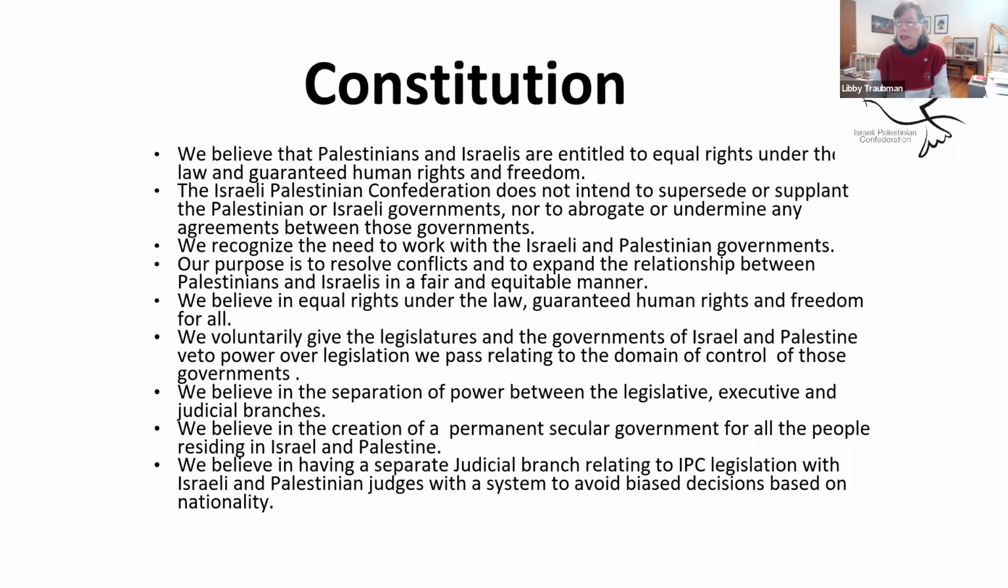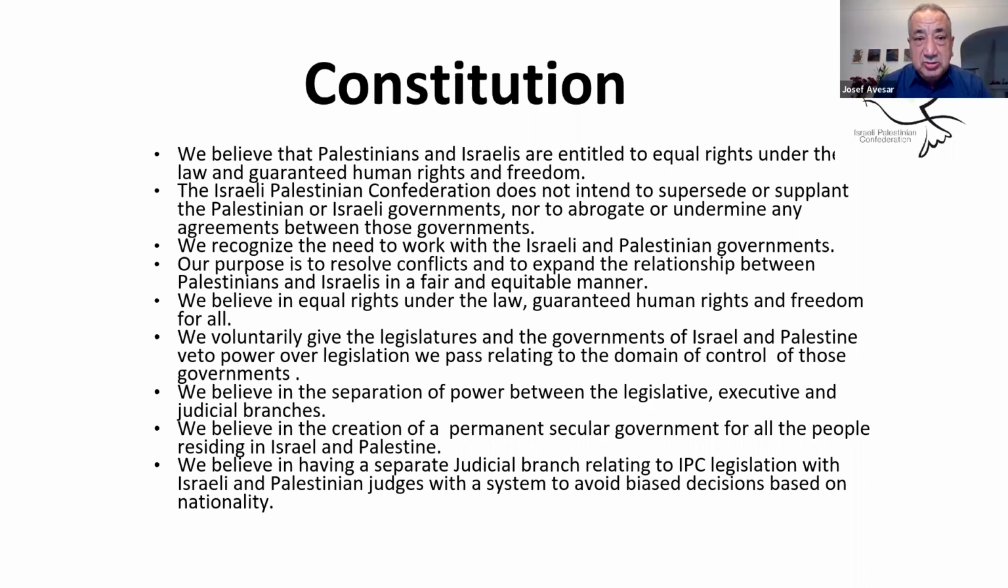We voluntarily give the legislatures and the governments of Israel and Palestine veto power over legislation we pass relating to the domain of control of those governments. We believe in the separation of power between the legislative, executive, and judicial branches. We believe in the creation of a permanent secular government for all the people residing in Israel and Palestine. We believe in having a separate judicial branch relating to IPC legislation with Israeli and Palestinian judges, with a system to avoid biased decisions based on nationality.